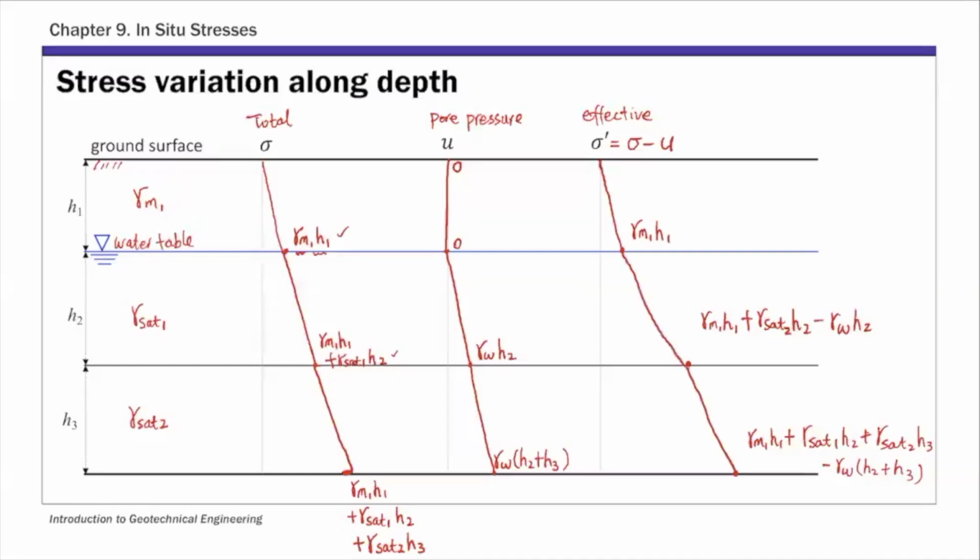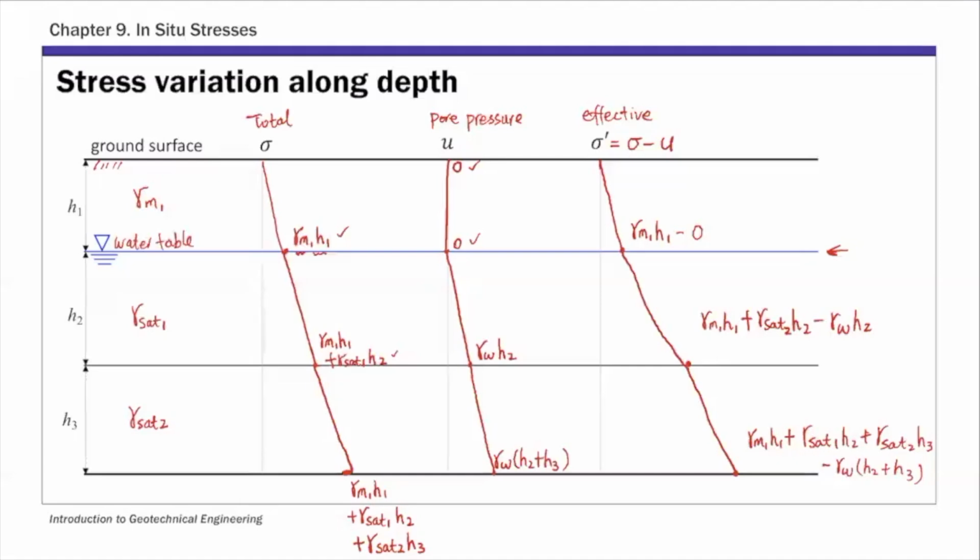For the first one, the pore pressure is 0. So you're subtracting basically 0 below this ground surface. And above this water table, the pore pressure is 0. So the pore pressure only exists below the water table. So you have 0 pore pressure in this moist soil layer. So this is basically the effective stress profile.